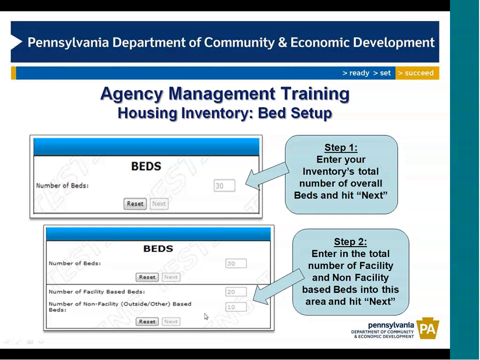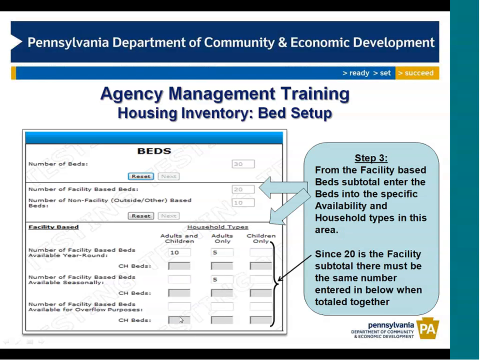Now, if all 30 are in one allotment or another, you just enter it in that area and hit next. The one rule here is that the amounts you put in these 2 boxes have to add up to the total amount of beds. Once you're done there, you hit next, and the next screen takes those 2 entries and gives a grid for beds. It's broken up into facility and non-facility depending on what you enter.